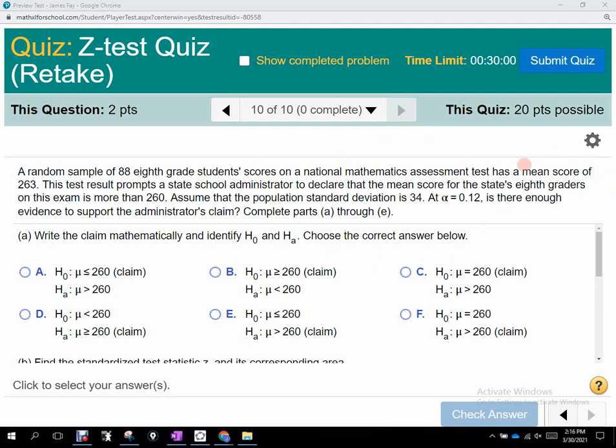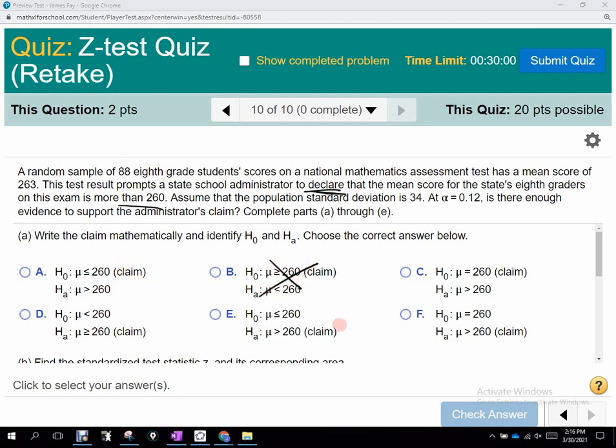It says we've got a random sample, 88 8th grade students. Took a math test. Mean score is 263. This test result prompts a state school administrator to declare that the mean score for the state's 8th graders on this exam is more than 260. So his claim, he declares that it's more than 260. So our alternative hypothesis has to be more than 260.